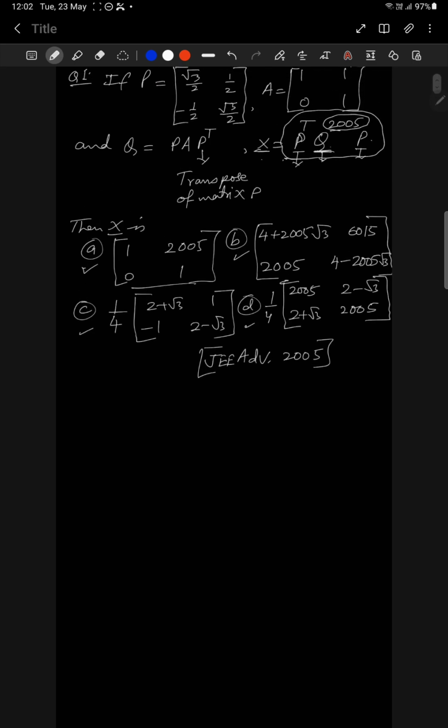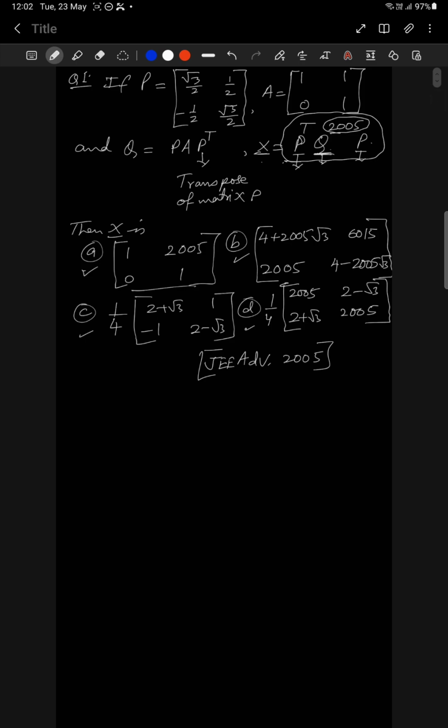So let us see the solution of this particular problem. This problem was asked in JEE Advanced 2005. Okay, so let us start with this particular part.